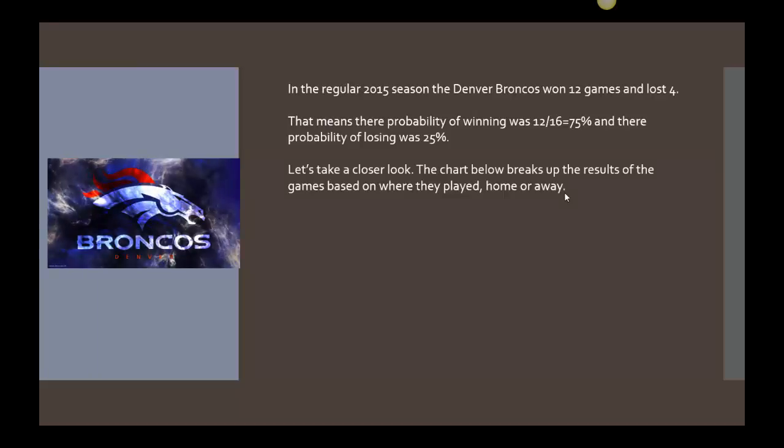All right, so let's look at some sports. So here, in the regular 2015 season, the Denver Broncos won 12 games and lost 4. That means the probability of winning was 12 out of 16, or 75%, and the probability of losing was 25%. But let's take a little bit closer look.